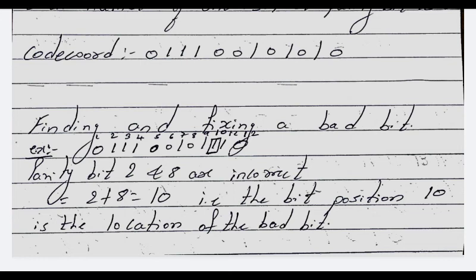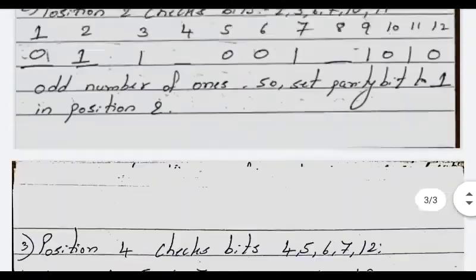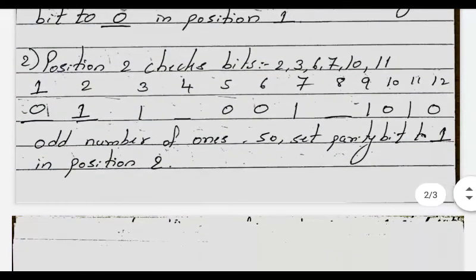Check 2 bits, skip 2 bits. Check 2 bits means positions 2 and 3 you check, 4 and 5 you leave, 6 and 7 you check, 8 and 9 you leave, 10 and 11 you check. Is it clear? So for parity bit position 2, 2, 3, 6, 7, 10, 11 are the positions we have to check.